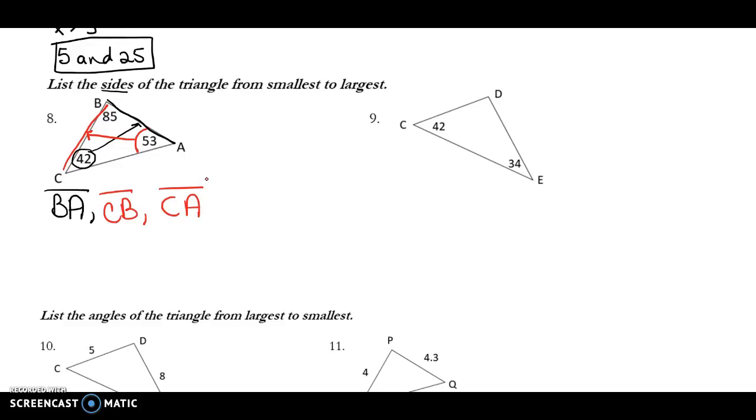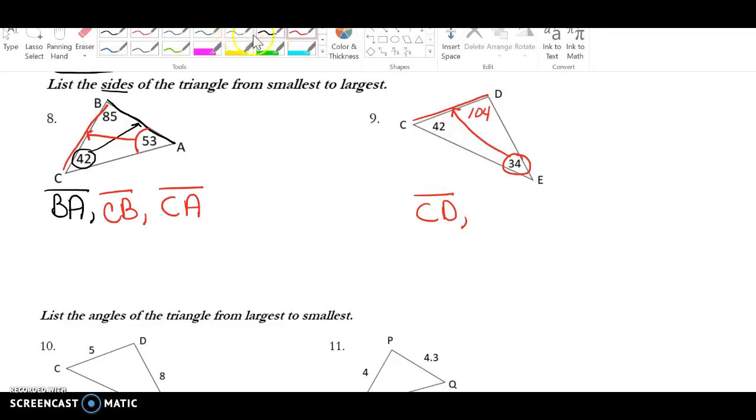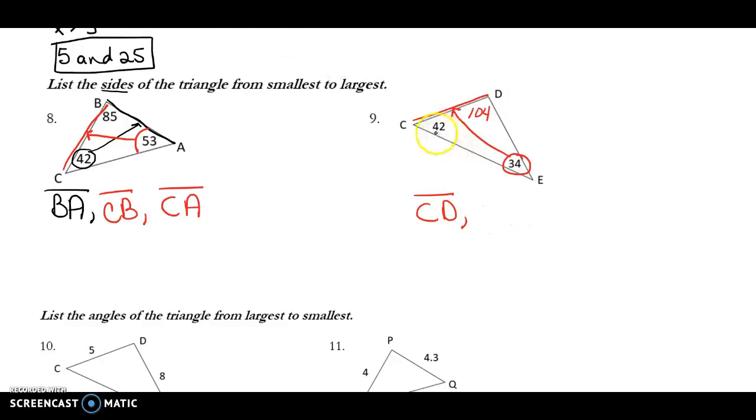All right, when we look at number 9, you should notice that something's missing. We don't know what that third angle is, so we need to find that out. So we're going to do 42 plus 34 and subtract from 180, and we get 104. And so my smallest angle right here is 34. And so that's opposite my smallest side, which is CD. And then my next smallest angle is 42, and that's opposite this side here, which is DE. And that leaves my biggest angle opposite of CE.